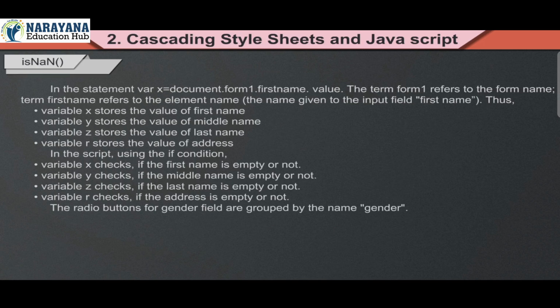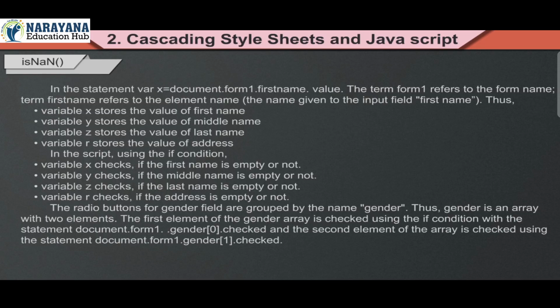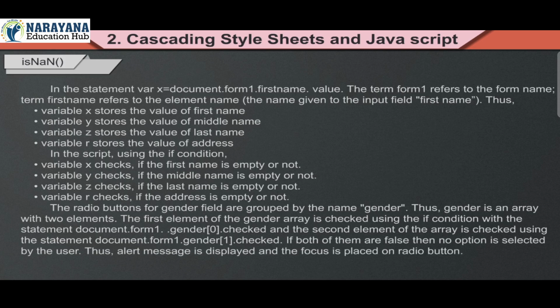The radio buttons for the gender field are grouped by the name gender. Thus, gender is an array with 2 elements. The first element of the gender array is checked using the if condition with the statement document.form1.gender[0].checked, and the second element of the array is checked using the statement document.form1.gender[1].checked. If both of them are false, then no option is selected by the user. Thus, an alert message is displayed and the focus is placed on a radio button.